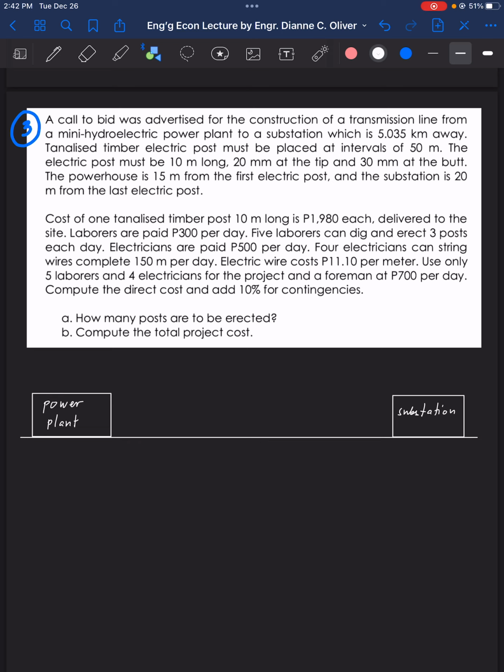There are electric posts placed at intervals of 50 meters. But it says here from the problem, the powerhouse is 15 meters from the first electric post, and the substation is 20 meters from the last electric post. So you can visualize that this is our first electric post, and this is our last electric post, and they are 50 meters apart.